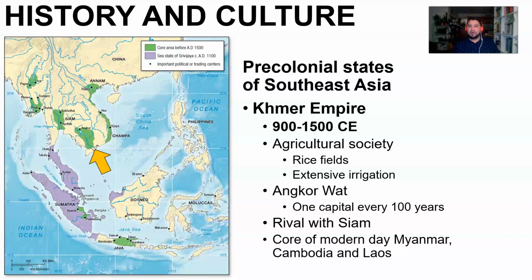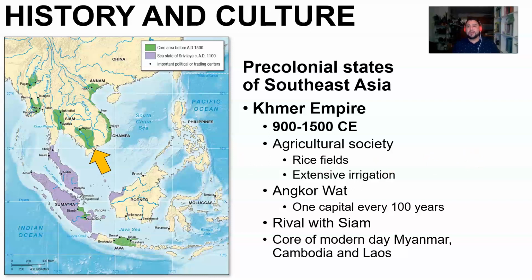For example, when we look at the pre-colonial states of Southeast Asia, one of the most important is the Khmer Empire. The Khmer Empire established itself on the delta of the Mekong River, and today one of its most important landmarks is the ancient city of Angkor, which is abandoned and is a very famous tourist attraction, the most important tourist attraction and ruins in Cambodia. This was an agricultural society that existed from the year 900 to 1500 of the Common Era.